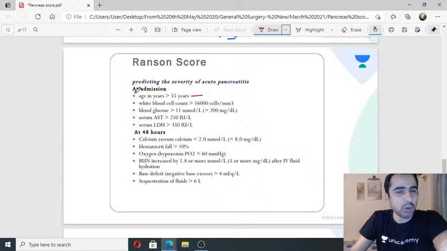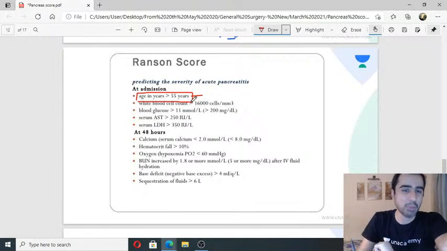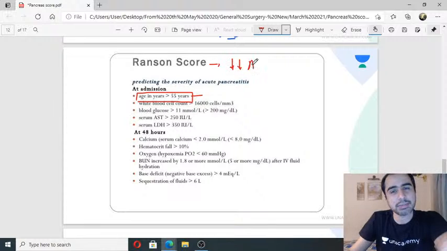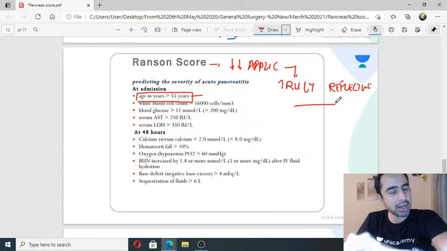Values are okay. Only value I want you to remember is age more than 55 years. This is the only value on which they will ask an MCQ, on which I will ask something more later. This score in today's day and age has very limited application, because it is not truly reflective of severity. So nowadays the score has very limited use.